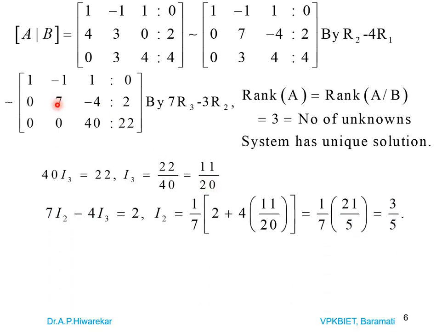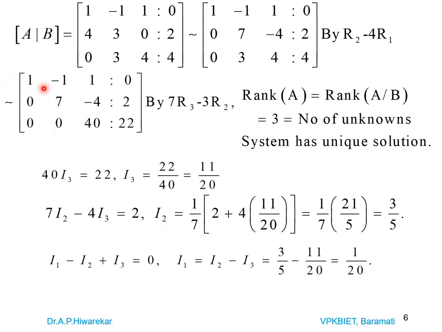Then the last but one row means 7 I2 minus 4 I3 is equal to 2. So I2, if we substitute here and simplify, is 1 by 7 of 2 plus 4 I3, where I3 is 11 by 20. If we calculate this, that gives 4 by 20, which means 1 by 5, so it is 21 by 5. And if you simplify this, it gives 3 by 5. So the I2 value is 3 by 5.